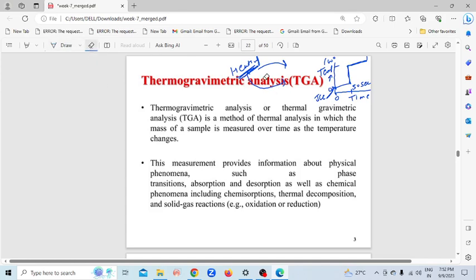So DSC will measure the heat, the enthalpy, of this type of phenomena, melting and vaporization. There are different types of phenomena like crystallization. In polymers, there will be melting, crystallization, glass transition. These phenomena also require some energy. So DSC can measure the required heat for this system.